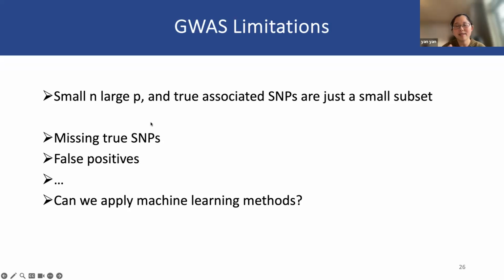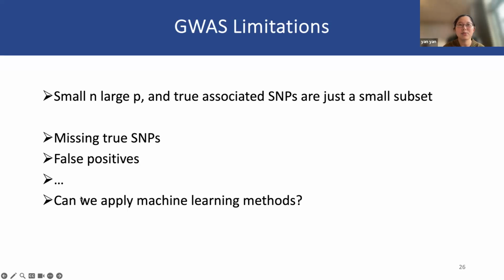And another thing similar to the previous problem is that the true SNPs associated with a certain disease are also just a really small subset. If we have tens of thousands of SNPs being scanned, maybe we can get dozens of SNPs which are associated. So with this data, GWAS has some limitations. Sometimes it misses those true SNPs. They report some false positives and some other limitations.